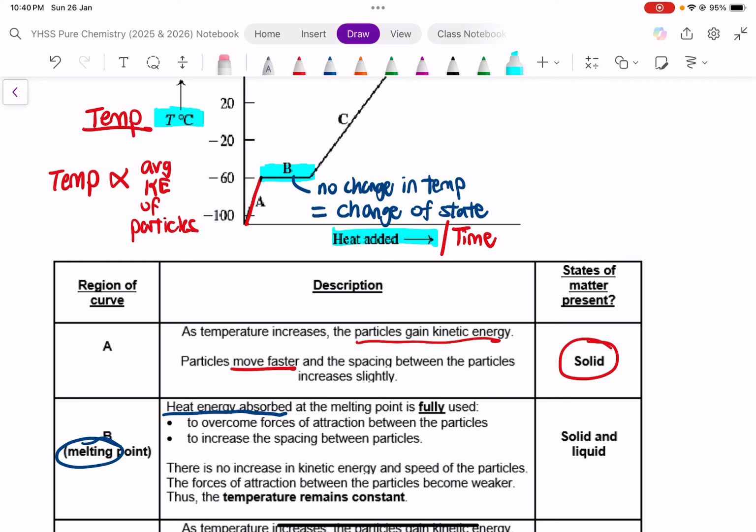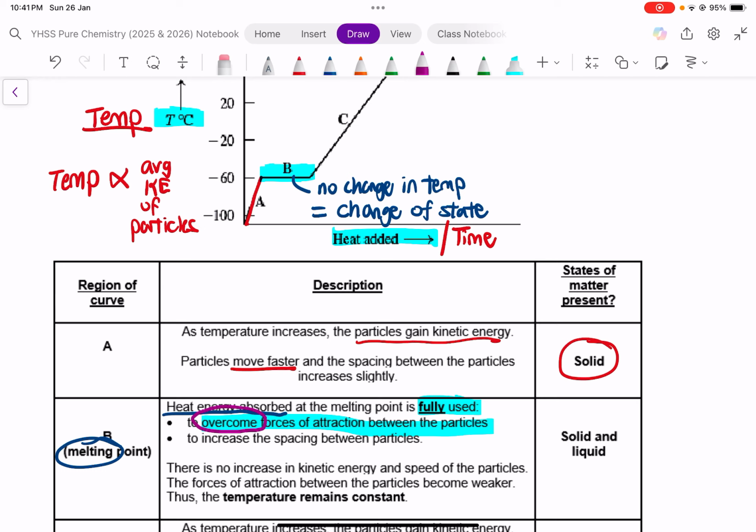And the idea is the heat energy taken in during melting is completely, fully used for 2 purposes. Number 1, to overcome the forces of attraction between the particles. There is a need to overcome or weaken the forces of attraction between the particles, because we know that in a liquid, the particles are spaced slightly further apart compared to a solid. The particles are less closely packed in a liquid than a solid. That only happens because the forces of attraction were overcome or weakened.